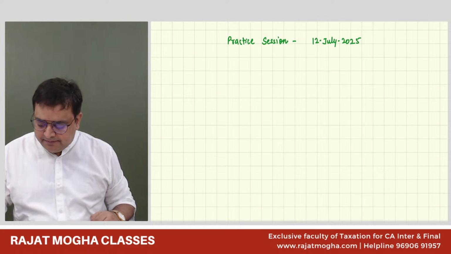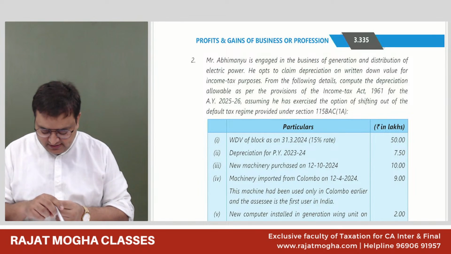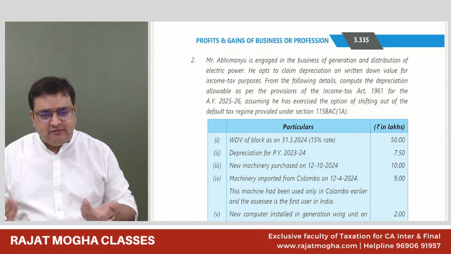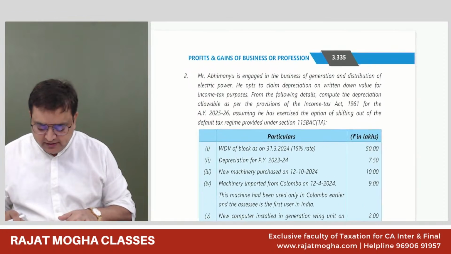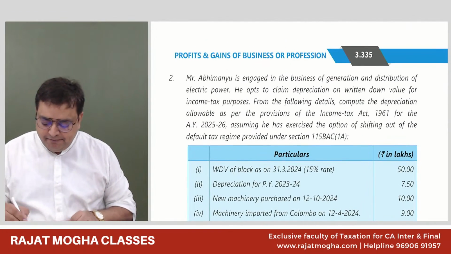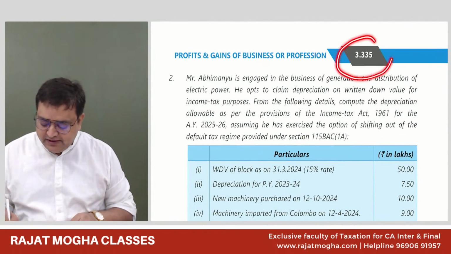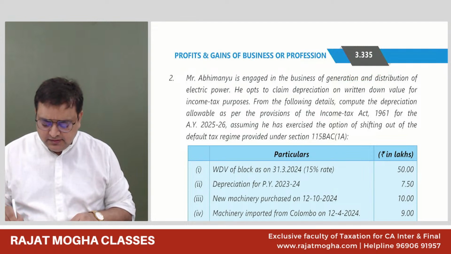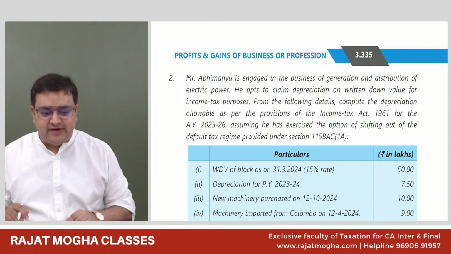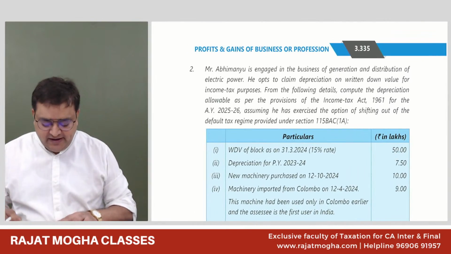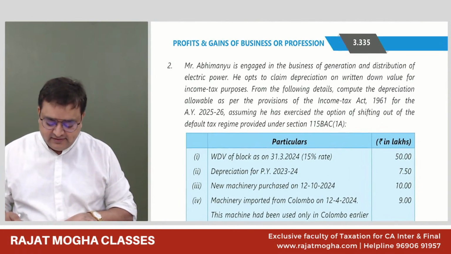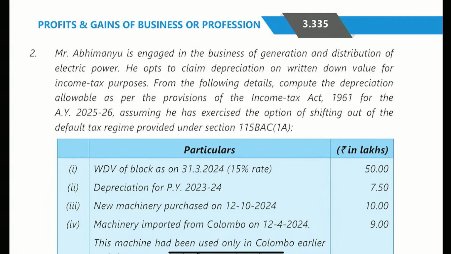And I'm picking up the study material first. No need to open your study material, but if you have it right now with you, you can open it. It is page number 3.335. If you don't have it right now, that's completely fine. Look at the screen. It says, Mr. Abhimanyu is engaged in the business of generation and distribution of electric power.